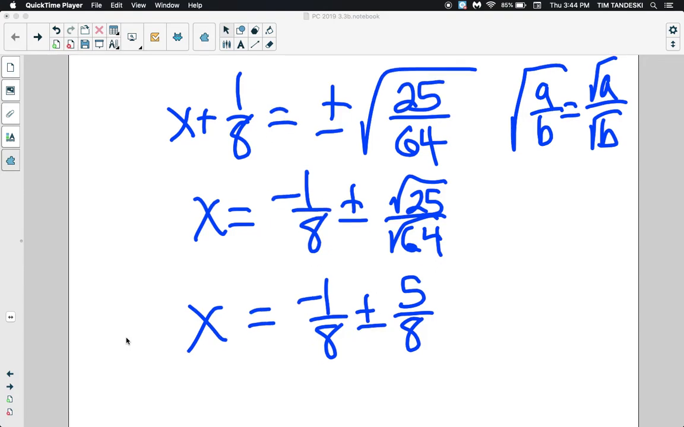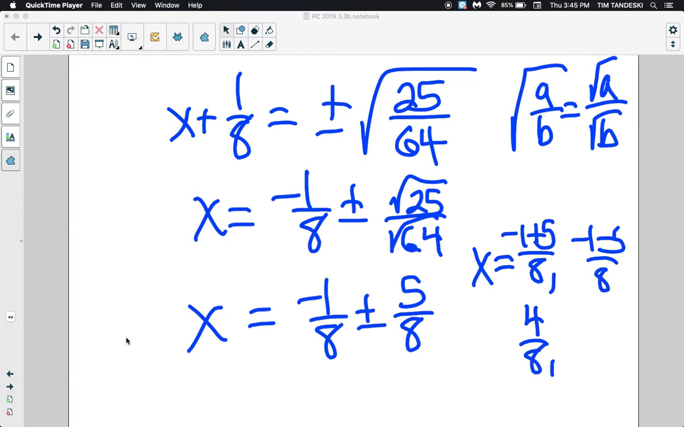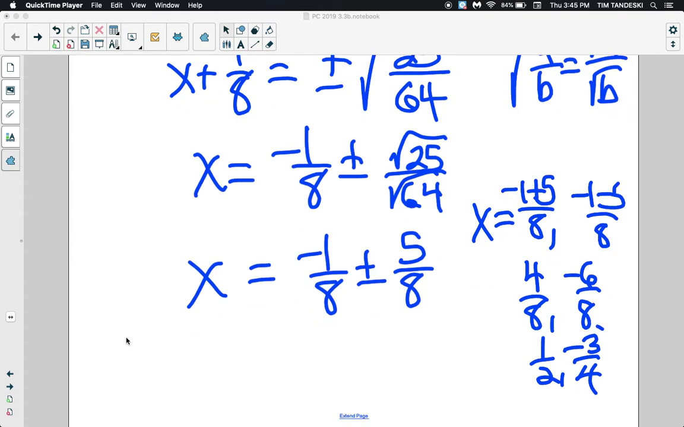So if you really wanted to work those out, you could get negative 1 plus 5 over 8, or you could get negative 1 minus 5 over 8. So right here I get 4 over 8. Right here I get negative 6 over 8. 1/2, or negative 3/4 would be my solutions.